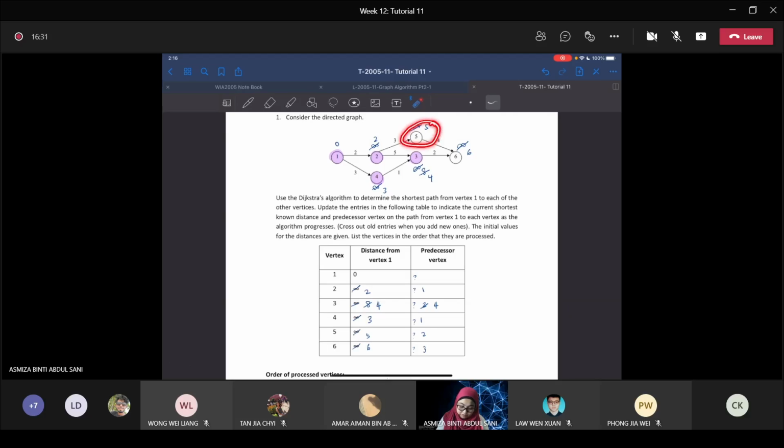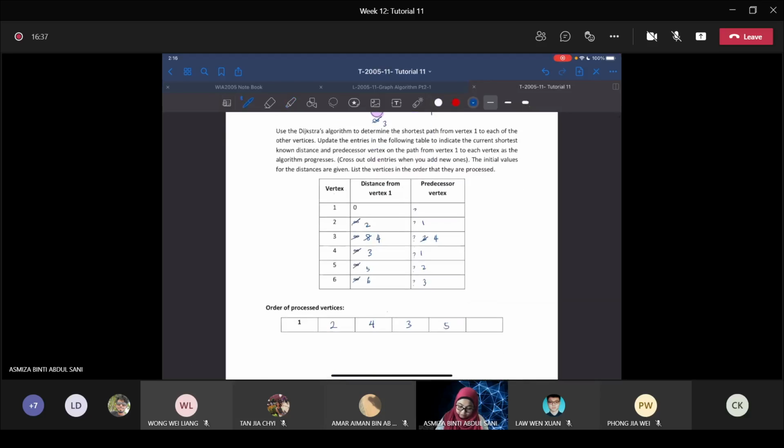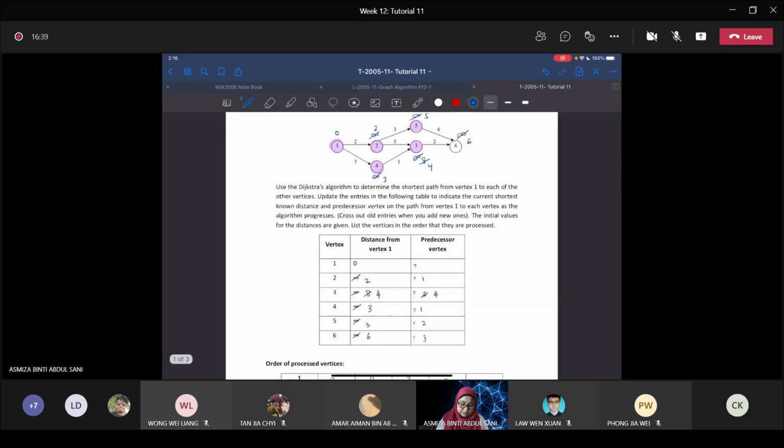We're going to choose 5 because it is the smallest at the moment. So we're going to process vertex 5. Vertex 5 only has one edge, which is 5 to 6. 5 plus 4 is 9. It is actually bigger than 6. So we're not going to do anything, we're just going to leave it.